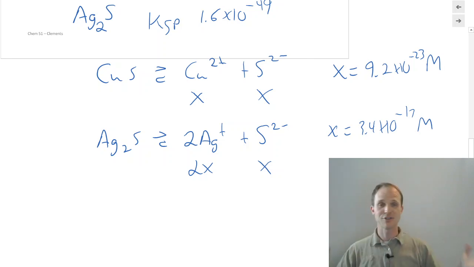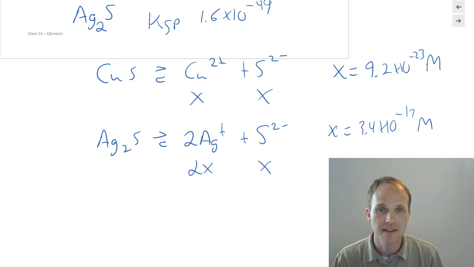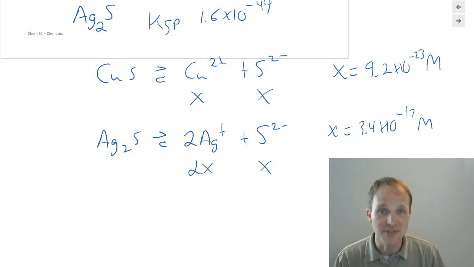Now, both of these numbers are insanely small. I mean, think about 10 to the minus 23 molar. What's Avogadro's number? About 10 to the positive 23. That means if you have a mole of copper sulfide in there, roughly 1 of them dissociates into water. It's crazy small. Okay, but look at our solubilities, right?